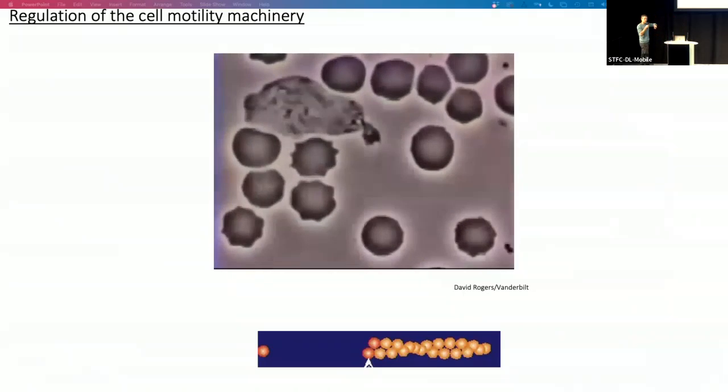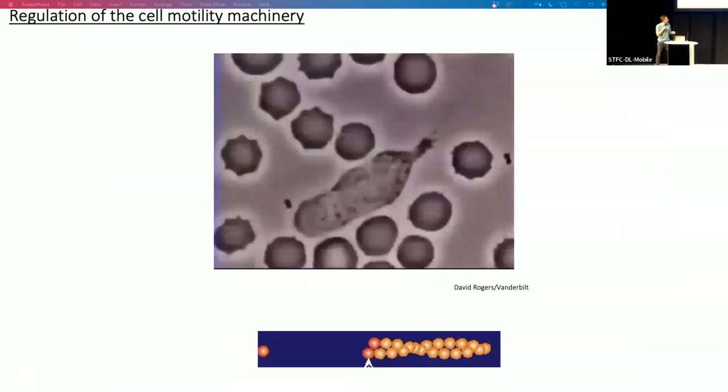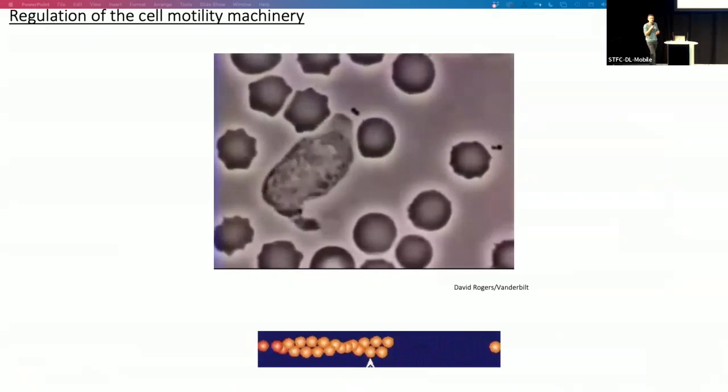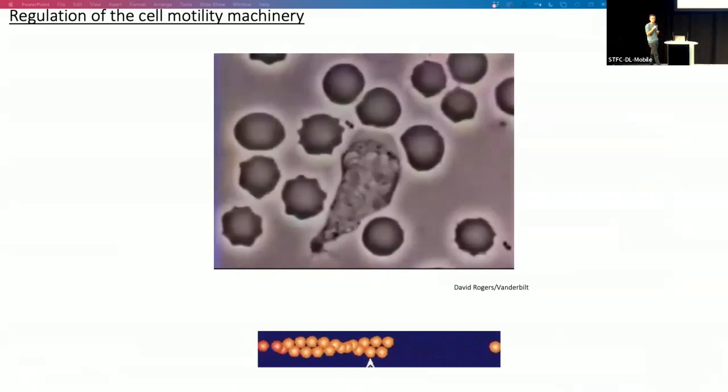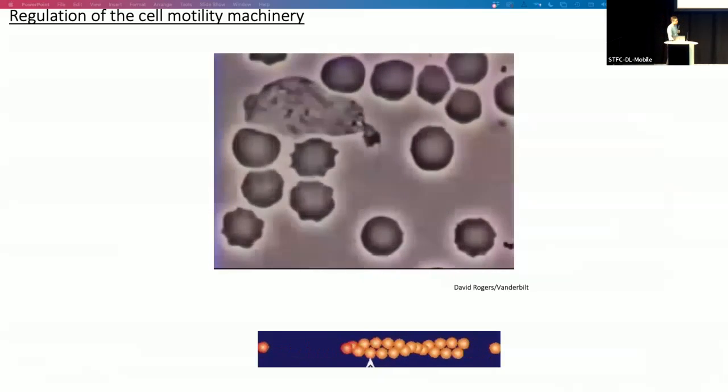What is actually underlying the machinery behind this is the actin cytoskeleton, where you have a polymerization of actin monomers into filaments, and these filaments provide the protrusive force to push, but also provide a scaffold for the cell to maintain shape.